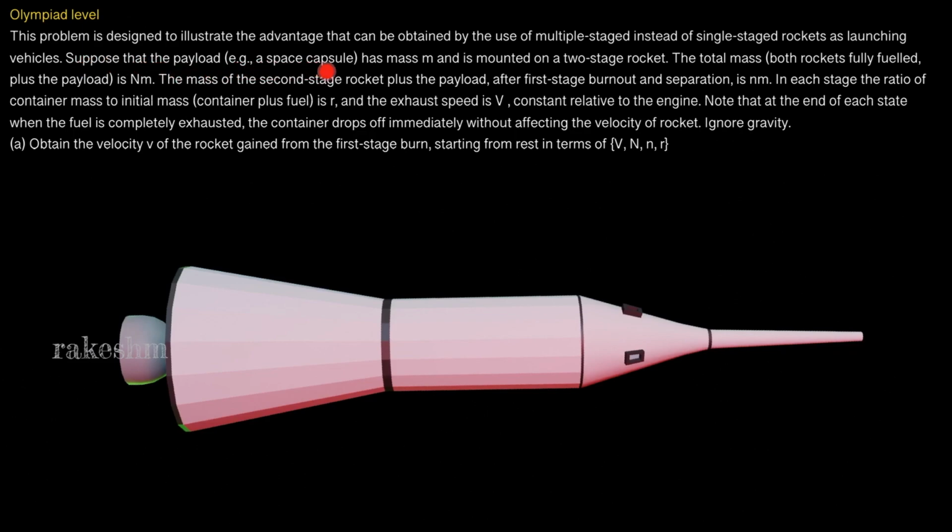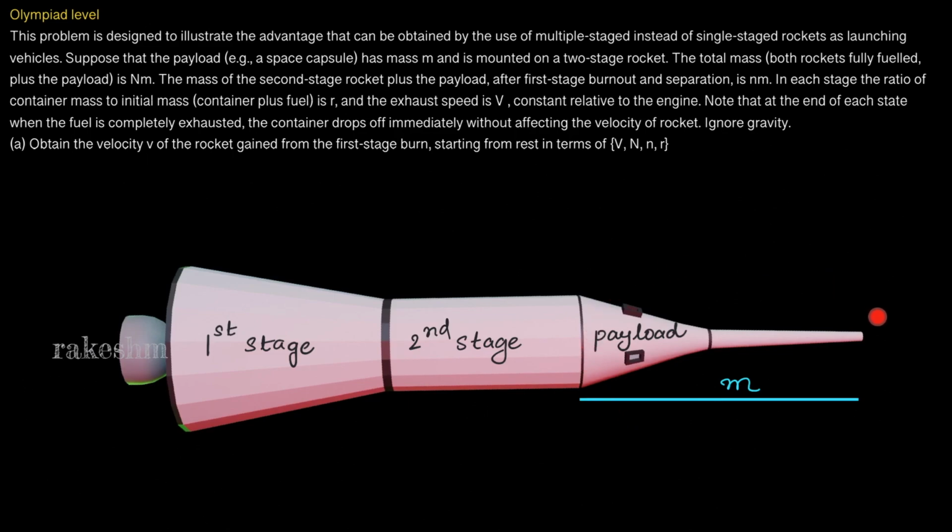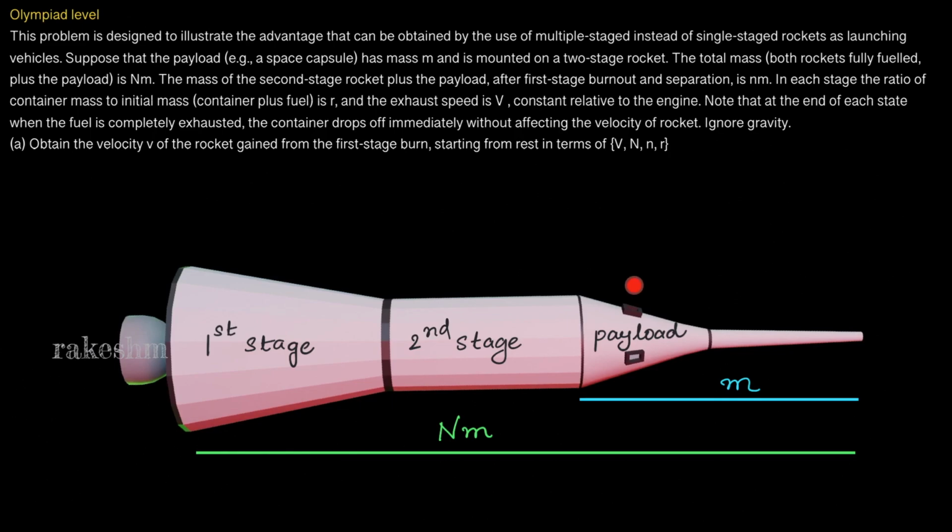Suppose that the payload, for example a space capsule, has mass m and is mounted on a 2-stage rocket. So this is the payload, and the mass of the payload is small m. This payload is mounted on a 2-stage rocket. This is the first stage and this is the second stage. The total mass, both rockets fully fueled plus the payload, is capital N into m. So the total mass of the payload plus these 2 stages plus the fuel contained in these 2 stages is capital N into m. The mass of the second stage rocket plus the payload after first stage burnout and separation is small n into m. After the first stage is separated, the mass of the second stage plus payload plus the fuel inside the second stage is small n into m.